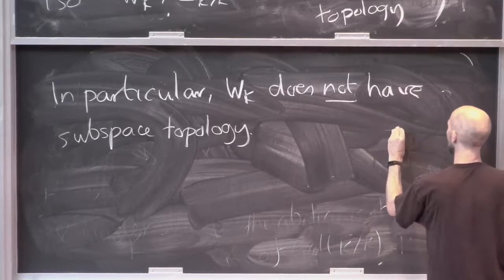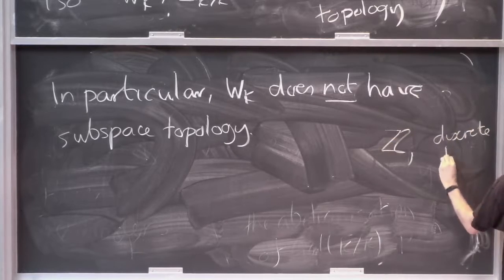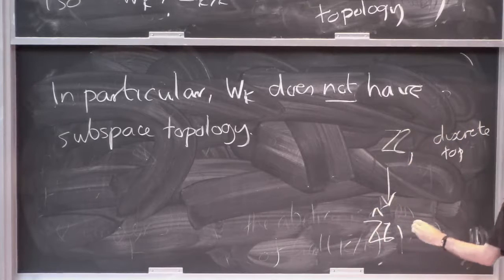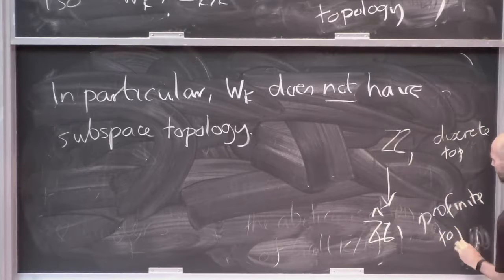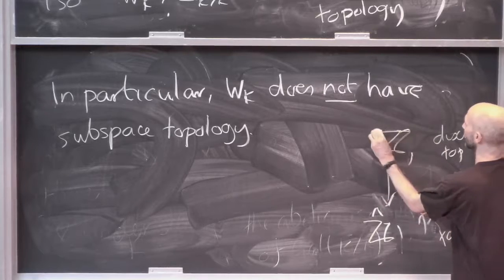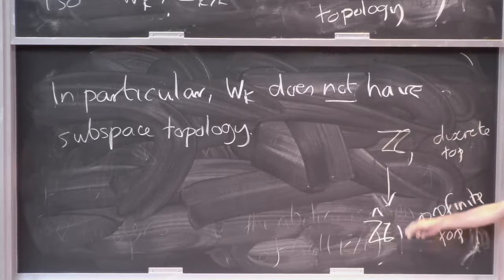You could have Z with the discrete topology, and that maps down to Z hat with the usual profinite topology. This is a projective limit of Z mod NZ's. So it gets this profinite topology. So you think about it, this map is a continuous map. Why is it continuous? It's because the source has the discrete topology, so every set is open. So the preimage of an open set is open because the preimage of an open set is a set. So this is definitely continuous.